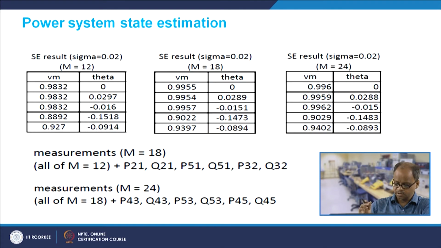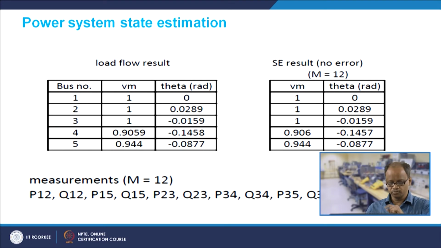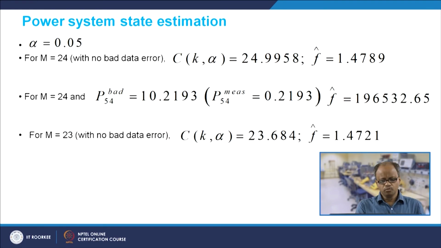In this example, for instance, it is P54, and it was giving the index as 1, 2, 3, 4, 5, 6, 7, 8, 9, 10, 11. Once we identify that this particular measurement has got the maximum value of e_i dash by R_ii dash, we remove it. So, now my effective number of measurements becomes 23, and I still keep alpha equal to 0.05.